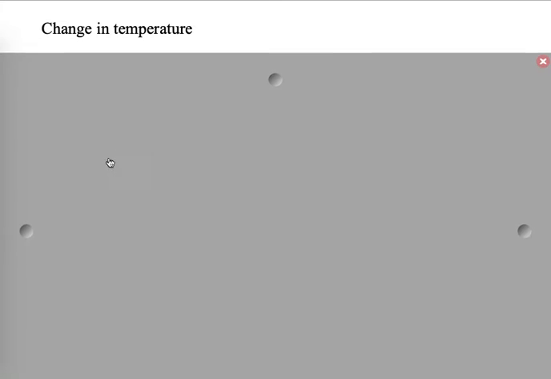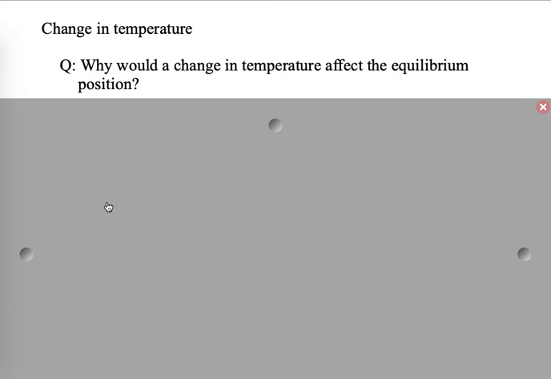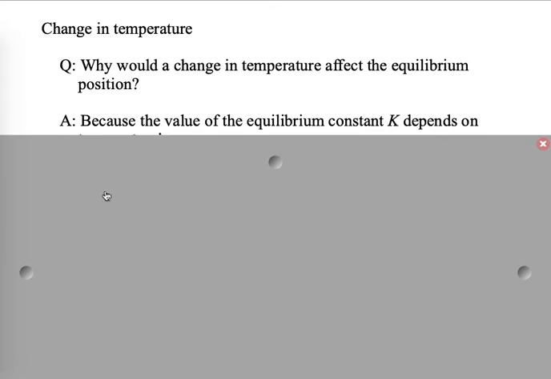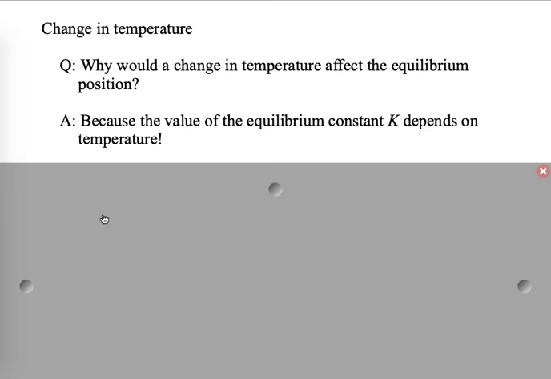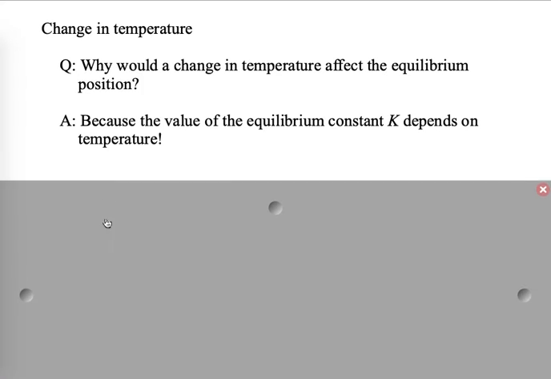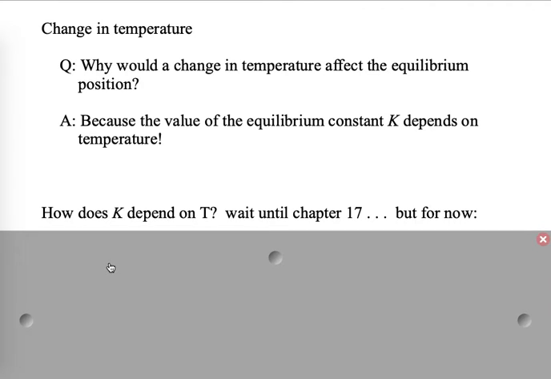Temperature. Why would a change in temperature affect the equilibrium position? Well, I may not have made this clear enough earlier in the unit, but I'll state it now, because the value of the equilibrium constant depends upon temperature. Probably in the first video I said that K for a given reaction is a constant and has a constant value at a particular temperature, but if you change the temperature, you change the value of K. It could either go up or go down. How does K depend upon temperature?